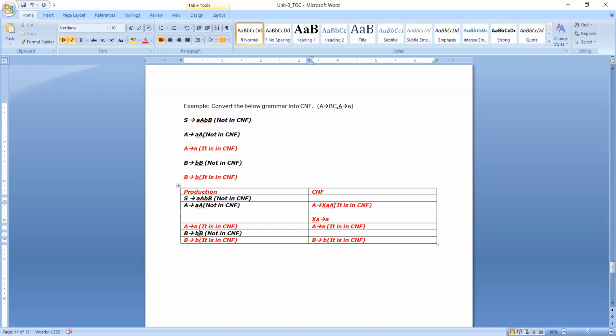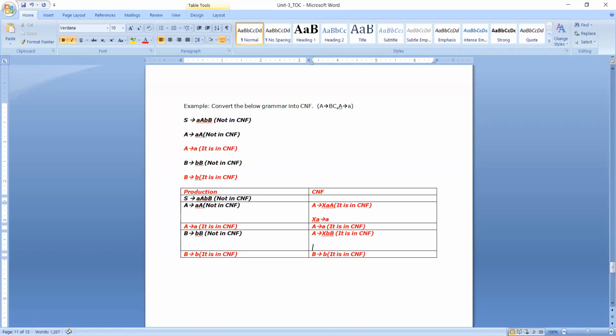Okay. Now we will apply the same for this one also. B derives to small b capital B. In the place of this terminal small b, I am going to introduce a new variable called XB: XB capital B. Now this production is in Chomsky normal form. Now we need to define what this XB is.